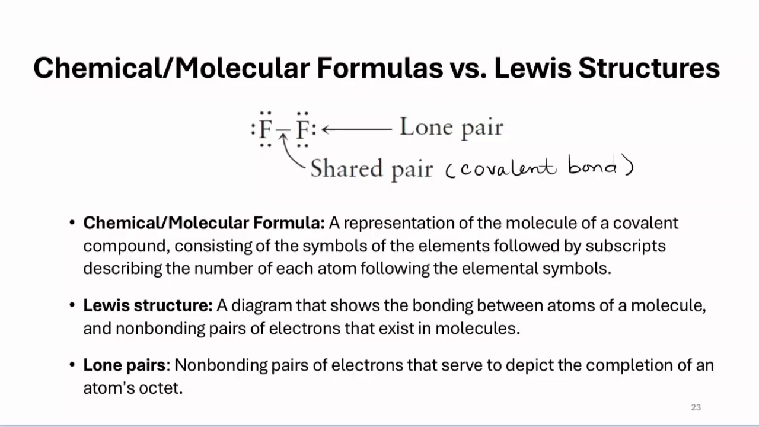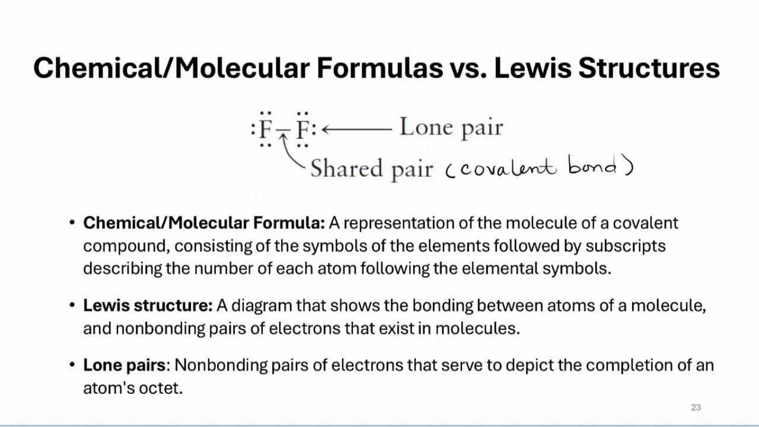In this video, we are going to focus on Lewis structures. So far in this chapter, we have learned how to develop from a name the chemical formula for both ionic and covalent compounds. When it comes to Lewis structures, we are going to focus specifically on covalent compounds.